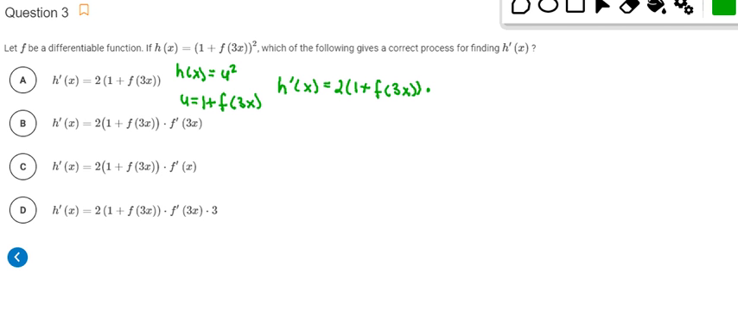So taking the derivative of that right there, we're looking at f prime. We don't know what f is, but that doesn't matter. So we're looking at f prime of 3x, kind of like with our first one. And then we've got to multiply by our most interior portion, so that's times 3. Putting that all together, we see that is answer choice D.